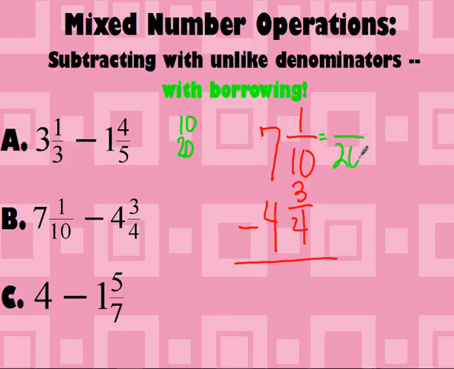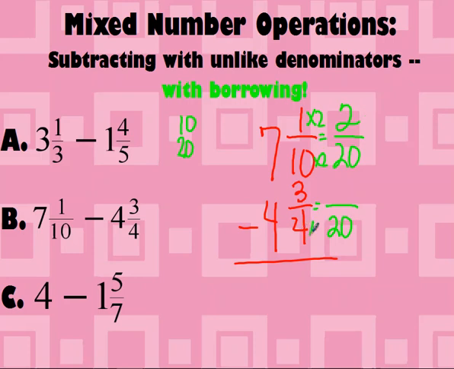So we'll make our common denominators. And you probably can already tell 1/10 seems to be a little bit of a smaller fraction. 3/4 is closer to 1 whole, so that's why we're going to have to borrow here. So to get from 10 to 20, I multiply times 2. Whatever you do to the bottom, you do to the top. So I multiply times 2. That gives me 2/20.